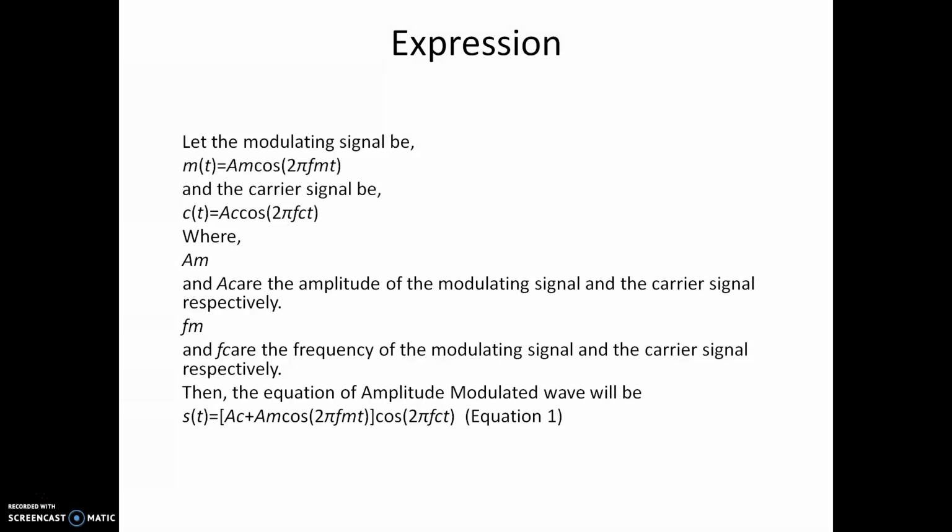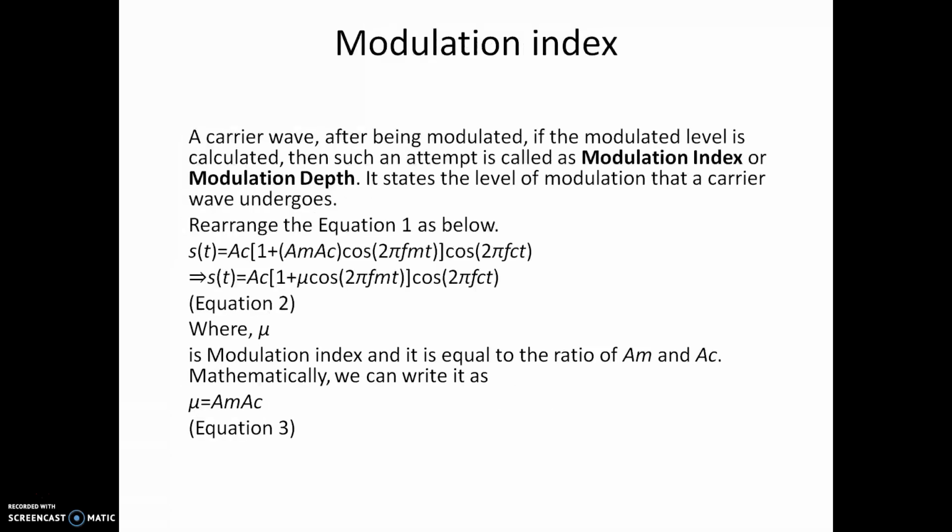Then the equation of the amplitude modulated wave will be s(t) = [Ac + Am cos 2π fm t] cos 2π fc t. After a carrier wave is modulated, if the level of modulation is calculated, that quantity is called the modulation index or modulation depth. It states the level of modulation that the carrier wave undergoes.